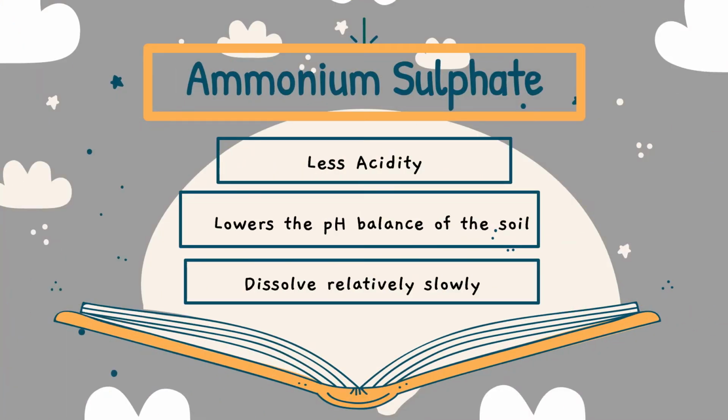As a conclusion, we choose ammonium sulfate fertilizer for all the crops. This is because this fertilizer is less acidic compared to urea fertilizer. For your information, ammonium sulfate acts to lower the pH balance of the soil and it also dissolves relatively slowly, which makes it cheaper than some other artificial fertilizers.